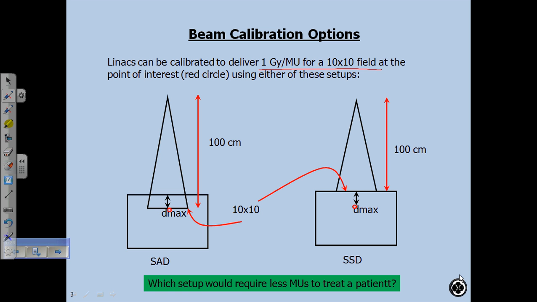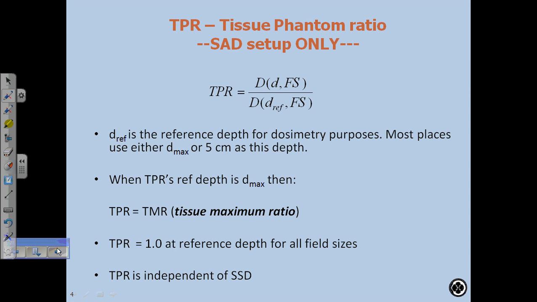Okay. So this setup requires fewer MUs, and this is the reason I put this slide: when I first started working at Evanston, they had two linacs. One was SAD, and one was SSD. Whenever we were treating patients and one patient moved from one machine to another, I always had to make a mental reminder that those MUs are going to be different for the same patient, the same treatment, depending on which way they went. So that was a little confusing. I'm glad we got away from that.